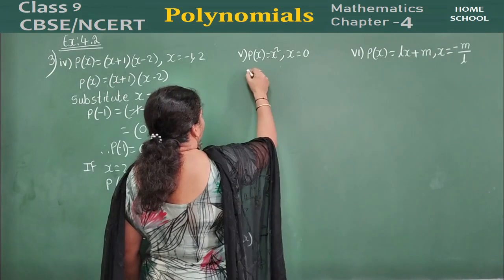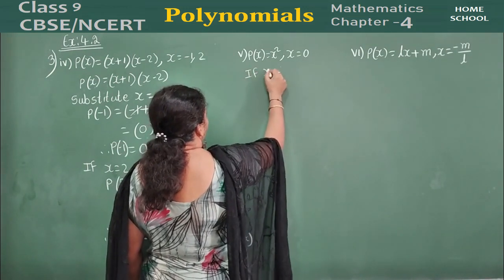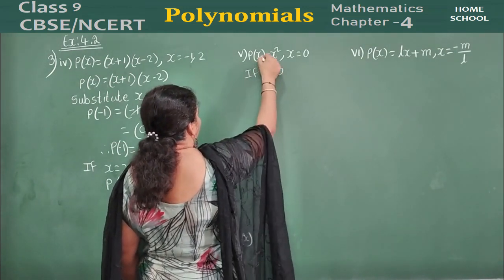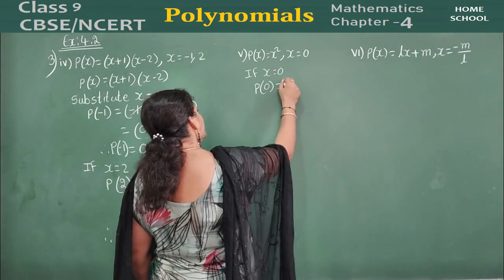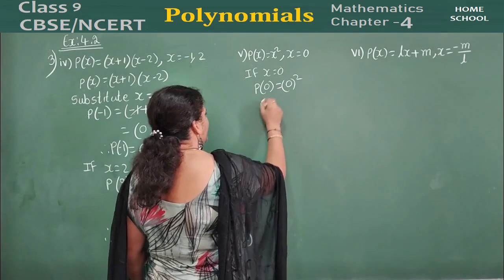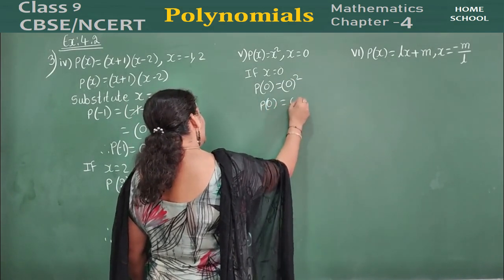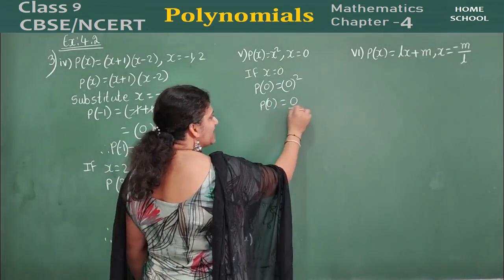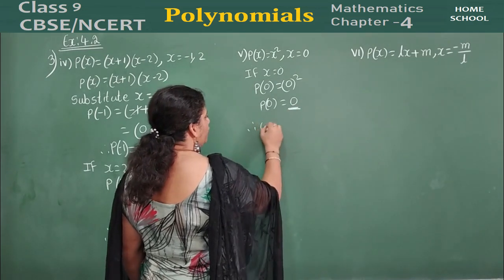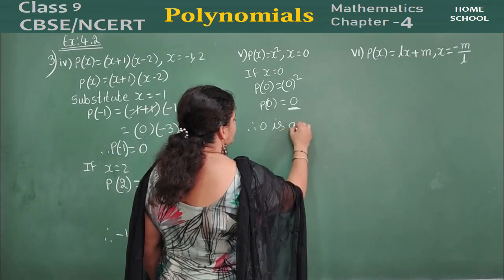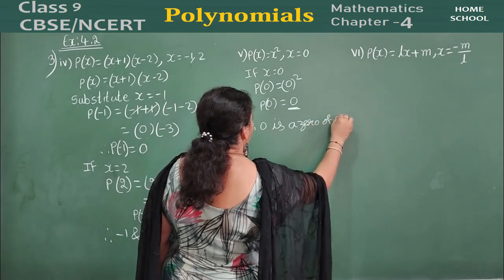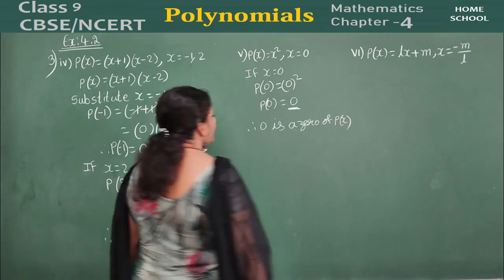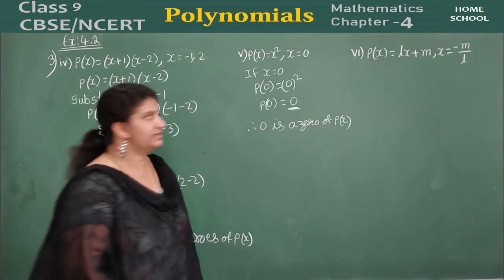So substitute x equal to 0. Wherever you have x, substitute that 0. P of 0 is equal to 0 whole square. 0 into anything will be 0. I got the answer here, 0. Therefore, 0 is a zero of the polynomial of x, P of x.